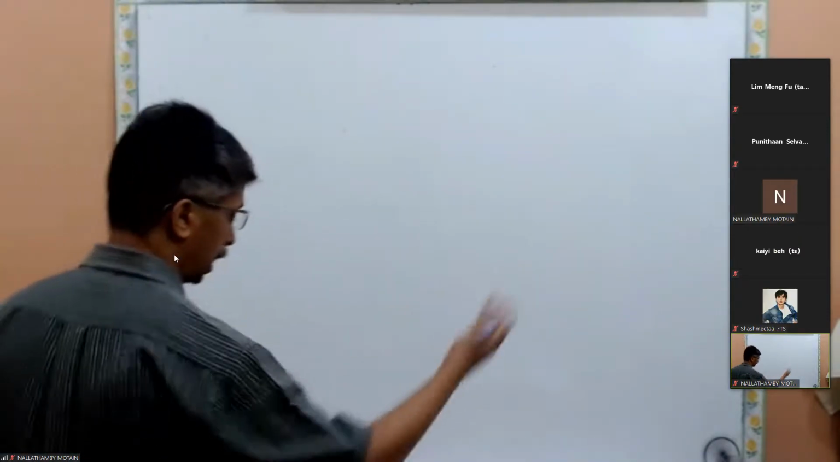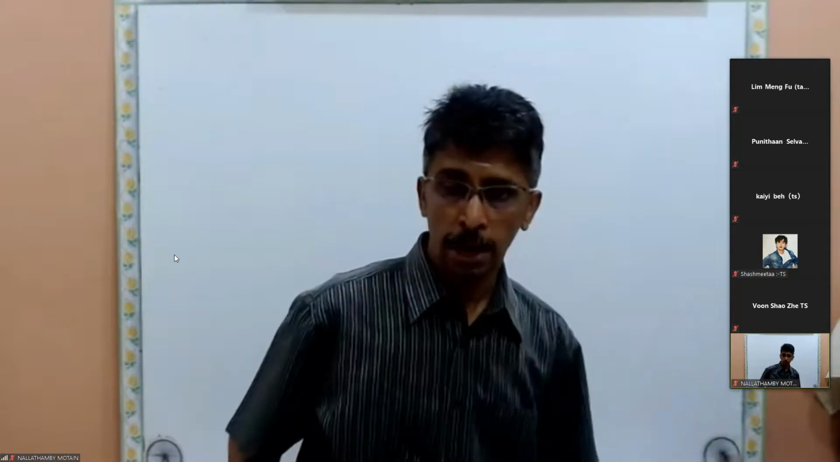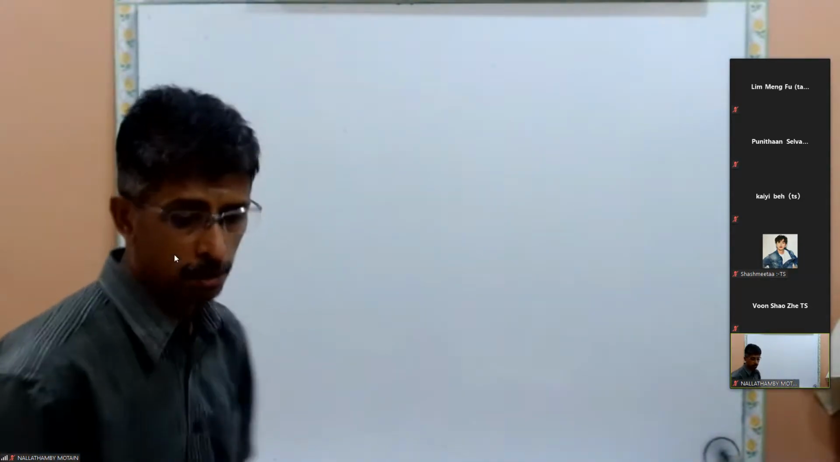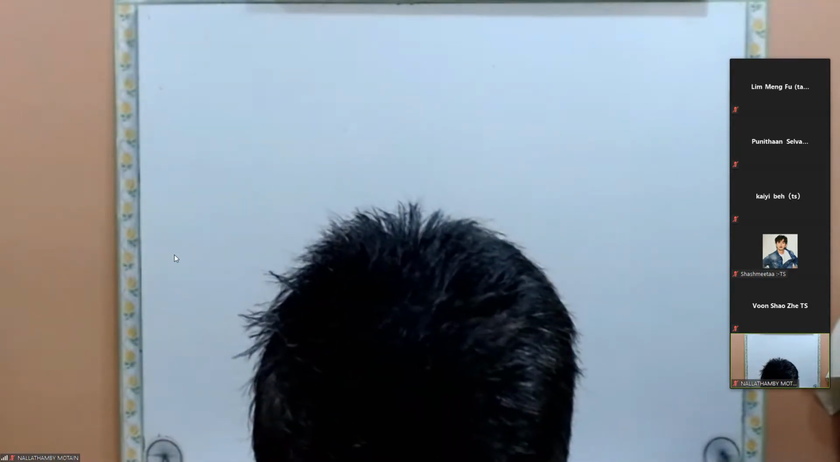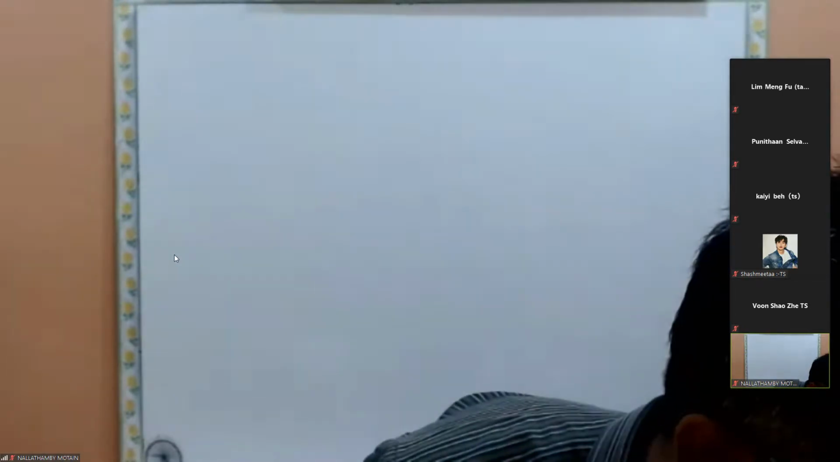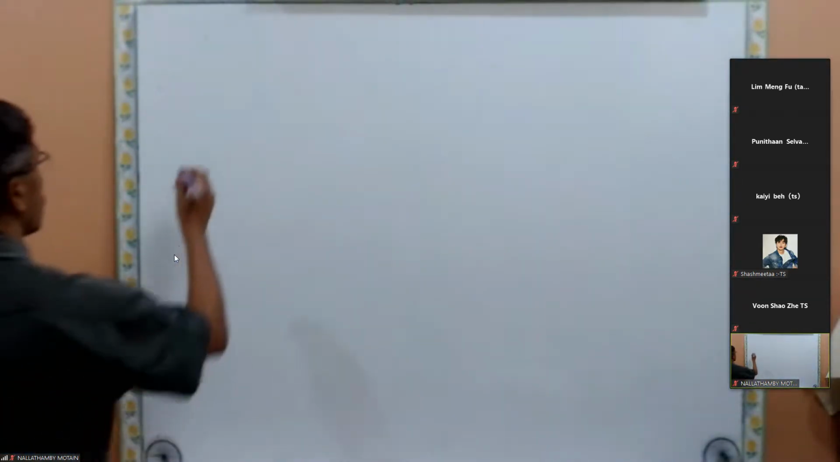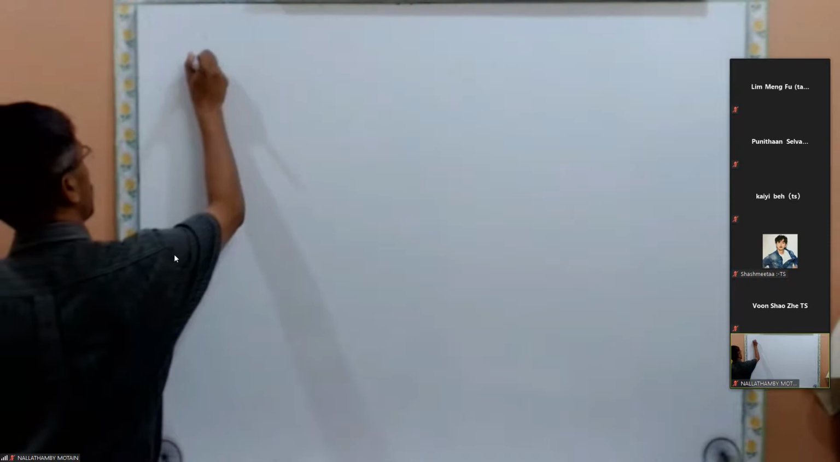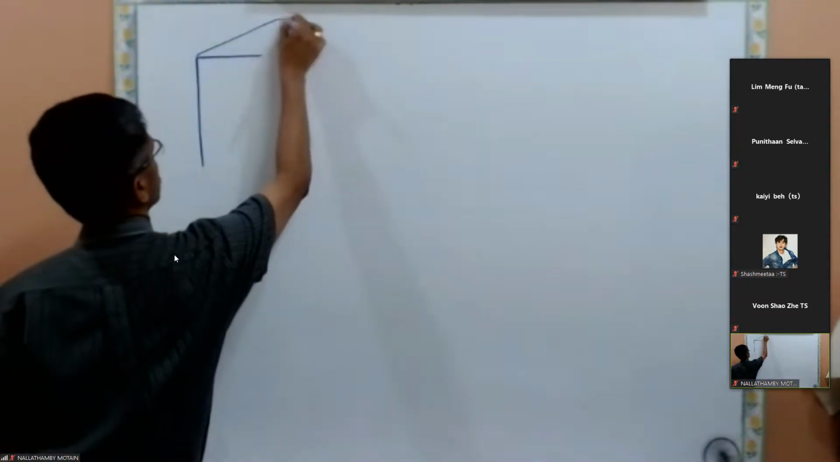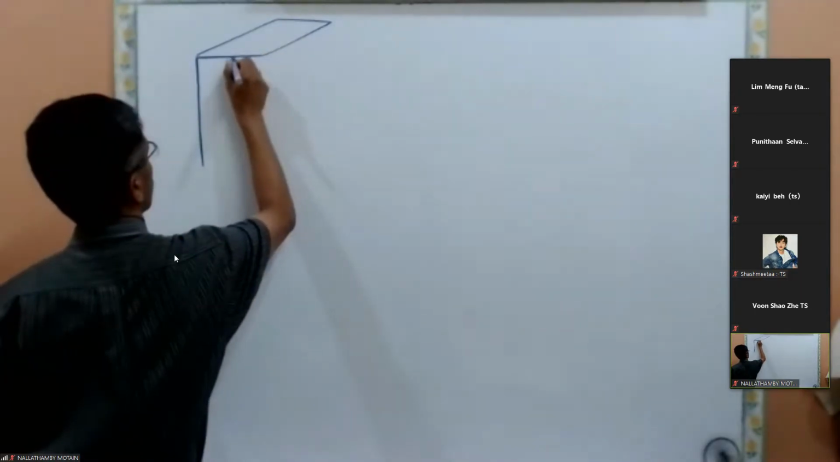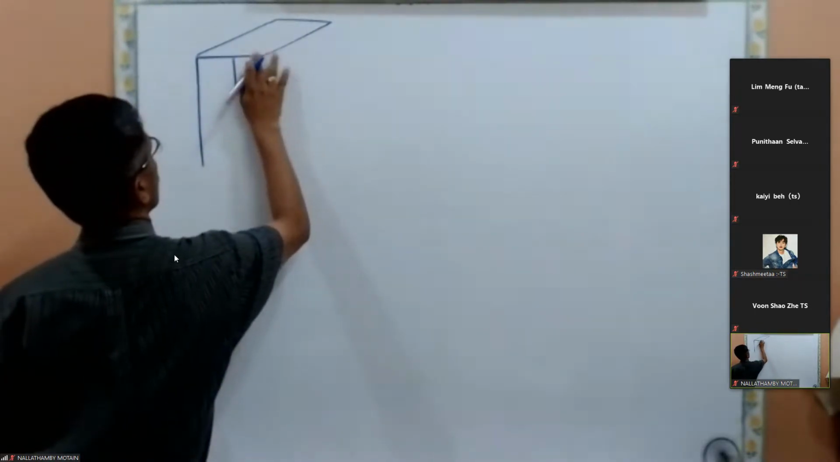Now I want to give you a slightly different diagram. Okay, I will give you a bit different diagram. Let's say here I place a C-shaped iron here.